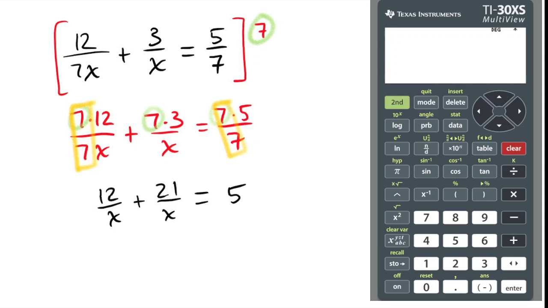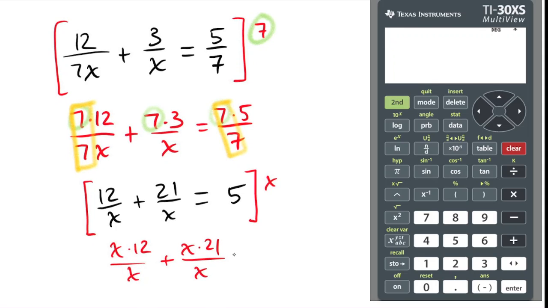So by pushing across that factor of 7 across all terms, I got a new equation that no longer has 7 in the denominator. I still have this variable x in the denominator, but I'm going to fix that with my next step. I'm going to choose to push across a new factor of x across all three terms. There's two terms on the left-hand side, one term on the right. This is going to become x times 12 over x plus x times 21 over x equals 5 times x, or x times 5.